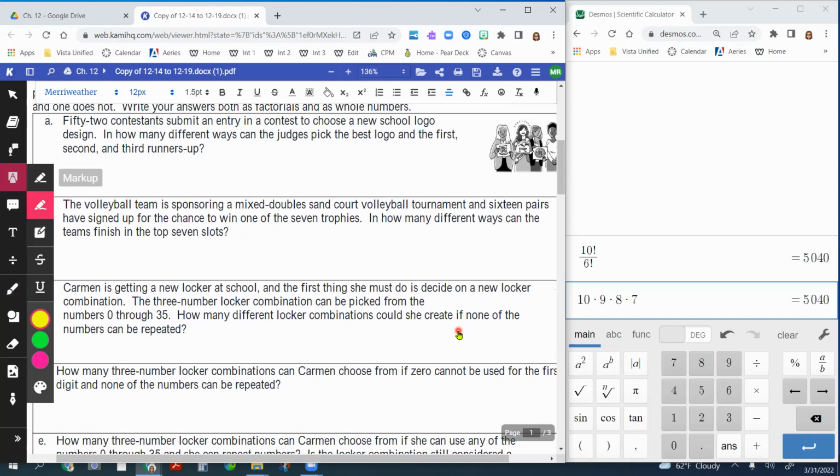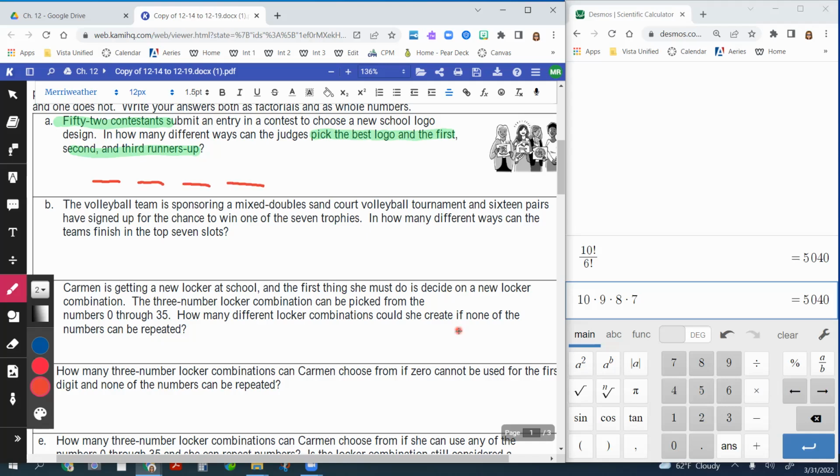Okay, so let me just highlight some of the big information. We have 52 contestants that submit an entry in the contest to choose a new school logo. In how many different ways can the judges pick the best logo and the first, second, and third runners up? So basically, we're going to be picking 4 different things. And once we pick something, we can't pick it again. So 1, 2, 3, 4.